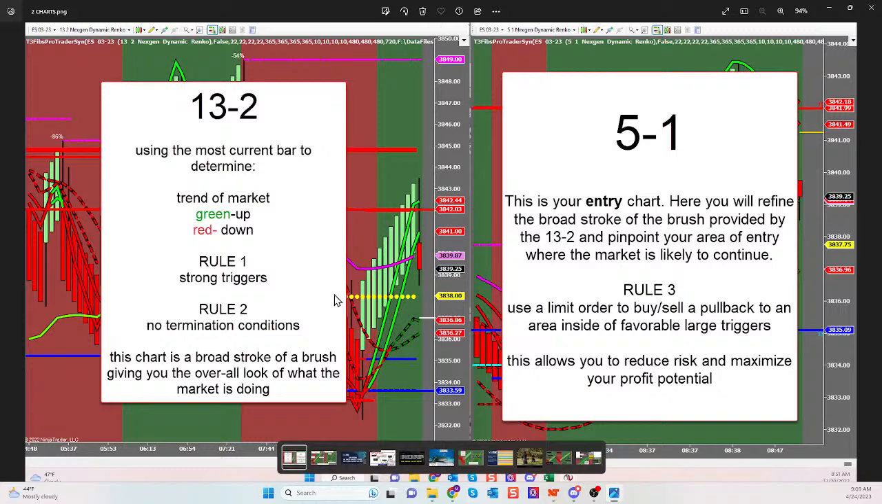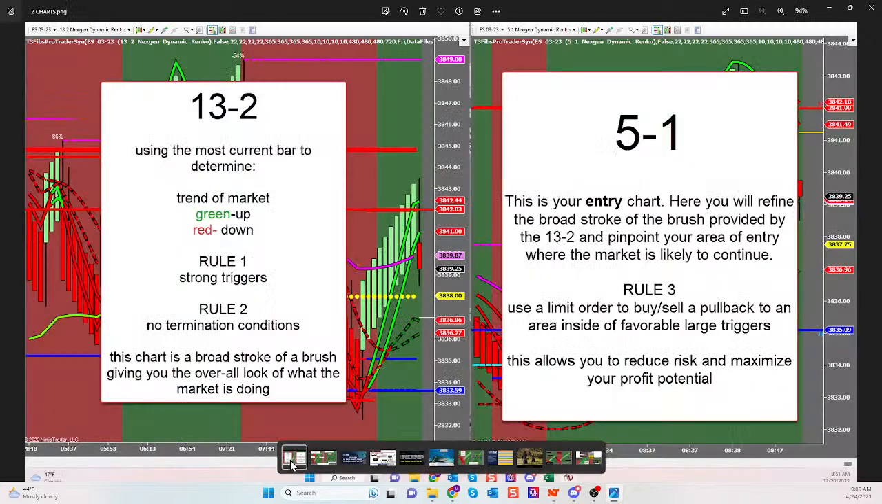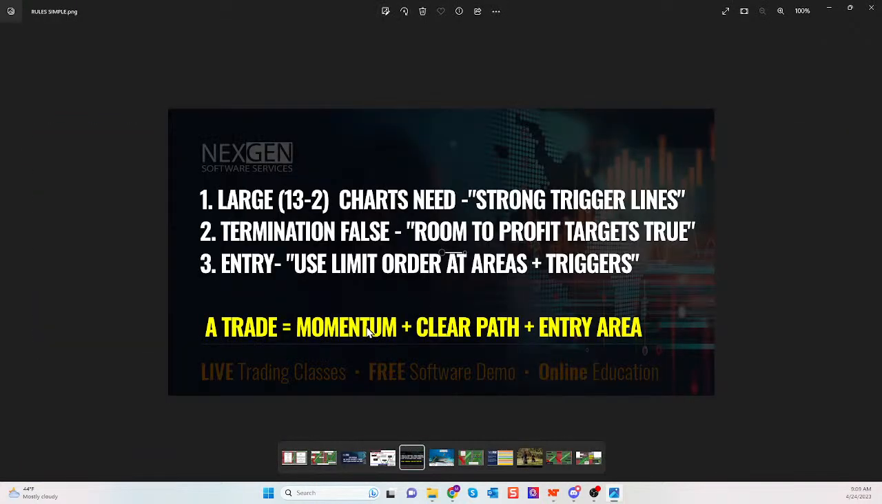Next, rule number 1 has to be met. And rule number 1 says strong triggers. And strong triggers is going to give you the advantage of momentum, that first piece of the puzzle for a trade. Rule number 2 will be met on the 13-2 chart. No termination conditions. No areas where the market is likely to stop. That's going to provide you the advantage of a clear path. 2 advantages from 2 rules.